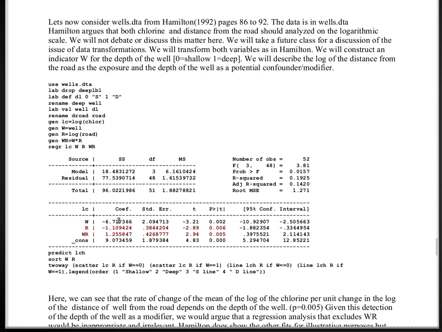Okay. And there is the slope estimate for the shallow well. In other words, when W is 0, then this coefficient, minus 1.1, is the estimate of the slope for the shallow wells. Okay? And then the sum of these two numbers is then the estimate of the slope for the deep wells. Okay? And what do we see? When we add the two together, we get a number that's nearly 0.